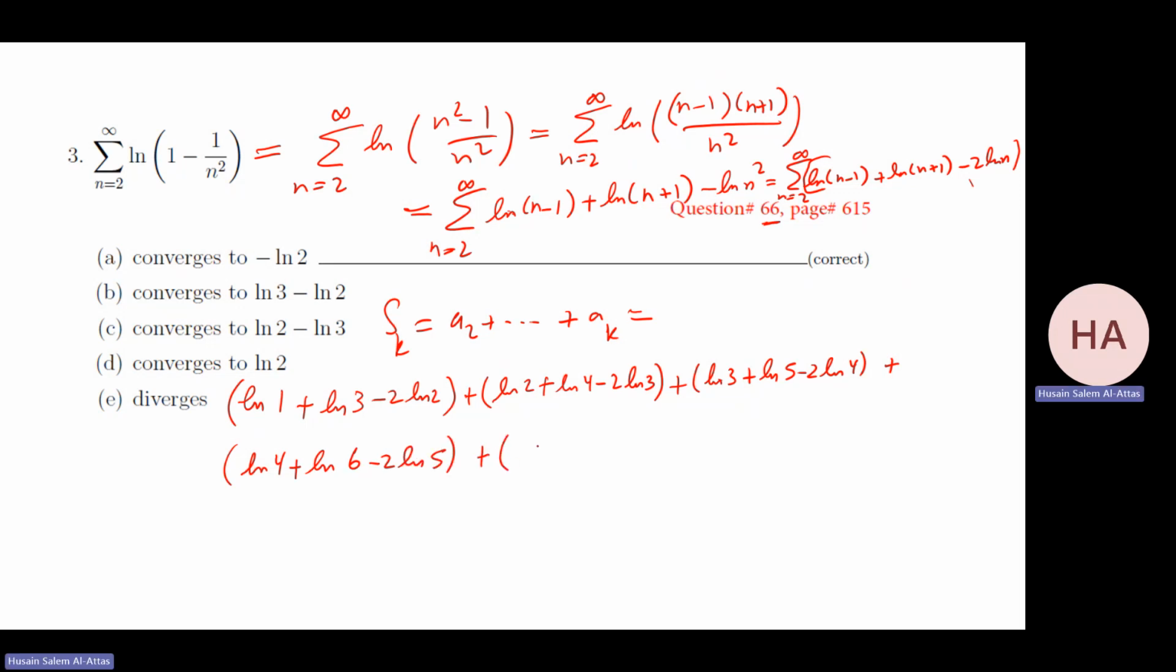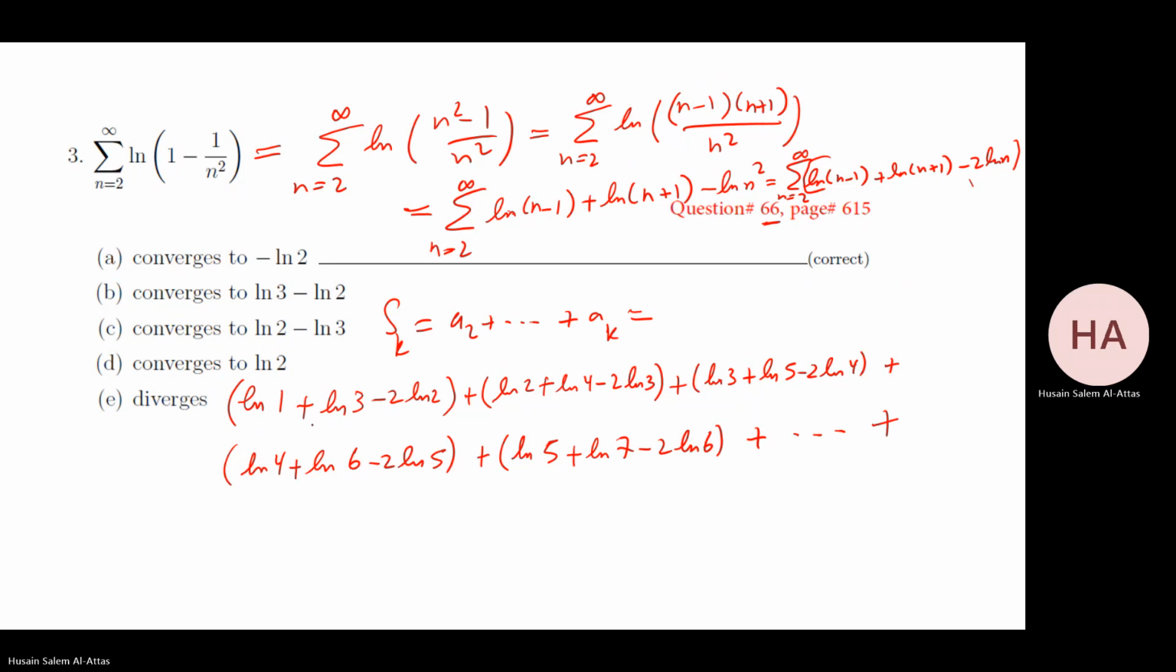Let me do one more. ln 6, ln 5. At n equals 6, that will be ln 5 plus ln 7 minus 2 ln 6, plus. Also, at the end, I will take 3 terms, because it is very clear to me what will happen.